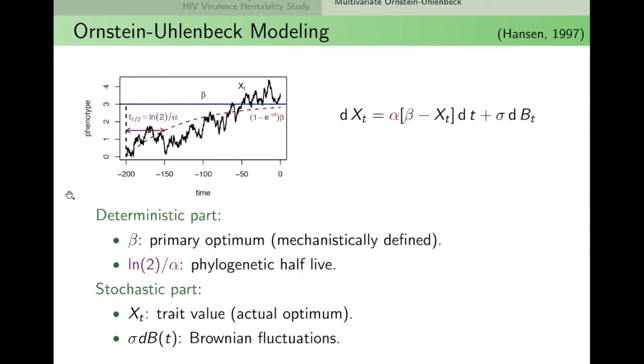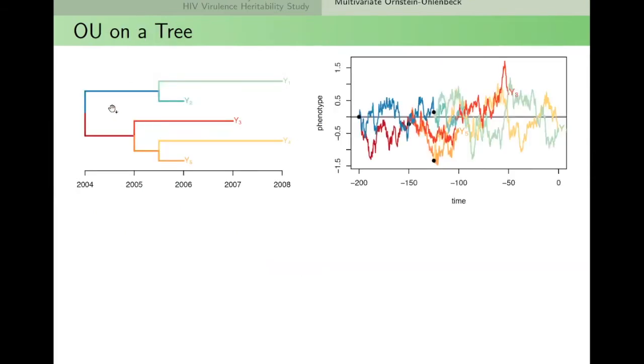Okay, so this is very similar to a Brownian motion, except you have this deterministic term in addition to it. If you put it on a tree, it's the same mechanic. Each time you have a speciation event, you split into two independent OU processes with the same parameters. And here the optimal value is 0, so everyone sticks around 0 more or less.